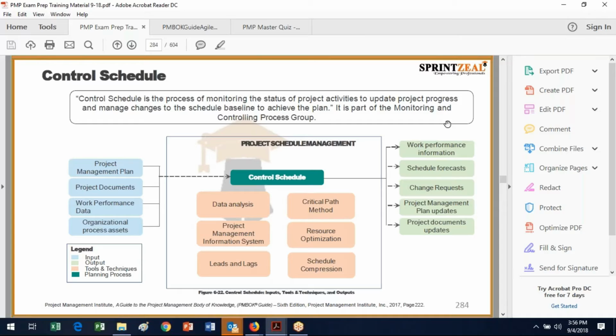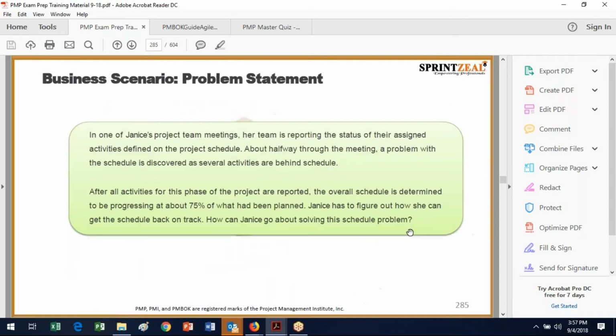And out of that is going to come work performance information. Remember, we started with data, and we're going to do analysis and make it into information. We're going to come up with schedule forecasts. We're going to come up with some change requests, as well as potential updates to the project management plan and the project documents.